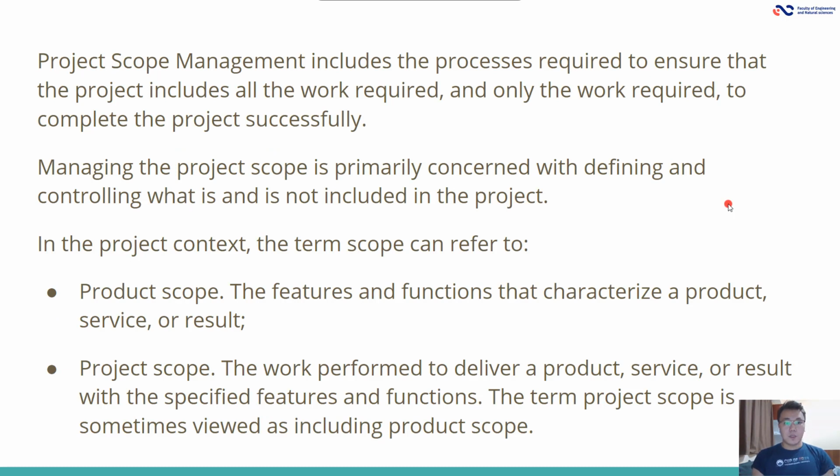Project scope management includes the processes required to ensure that the project includes all the work required, and only the work required, to complete the project successfully. Managing the project scope is primarily concerned with defining and controlling what is and is not included in the project. The term scope can refer to product scope and project scope.